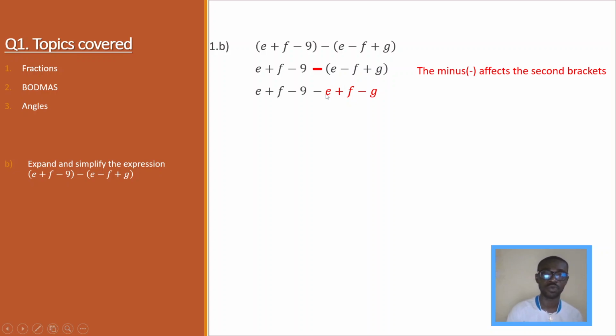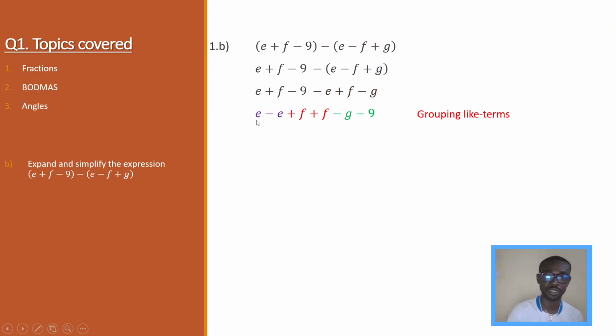Now, when that is done, we now have to group like terms. So E will look for his friend, which is here. There is another E here. So this E will look for his friend and will come and join him. Then this F will also look for his friend and come and join him. G has no friend, and negative 9 also has no friend. So we have E minus E. Remember that whenever we are subtracting a number from itself, it gives us 0. When you are subtracting E from E, you're going to get 0.